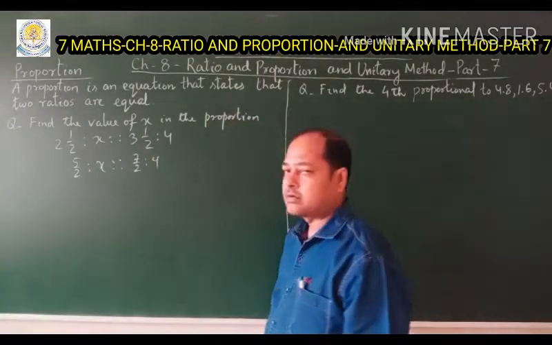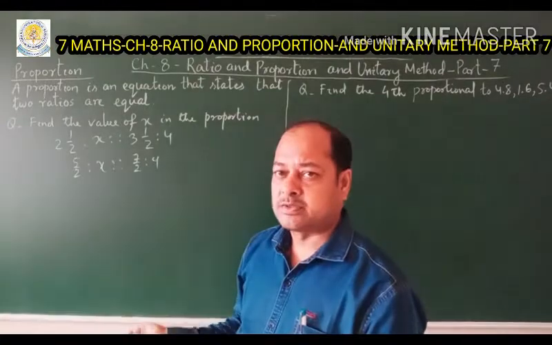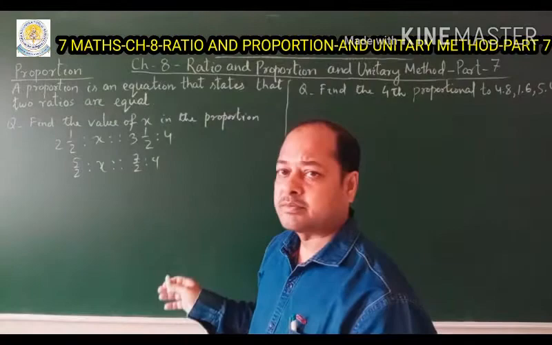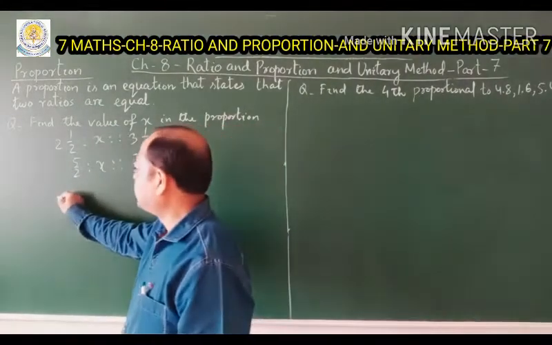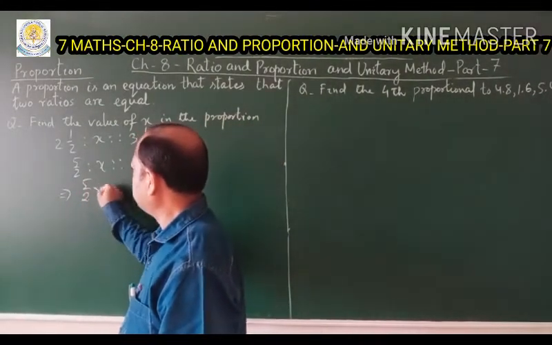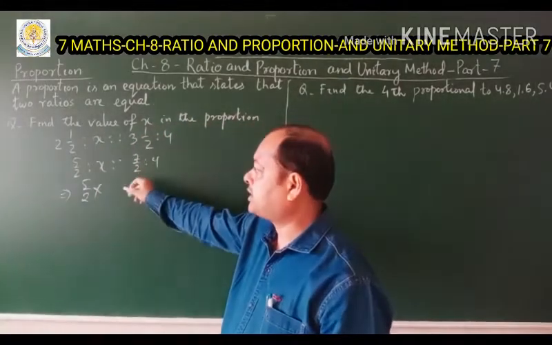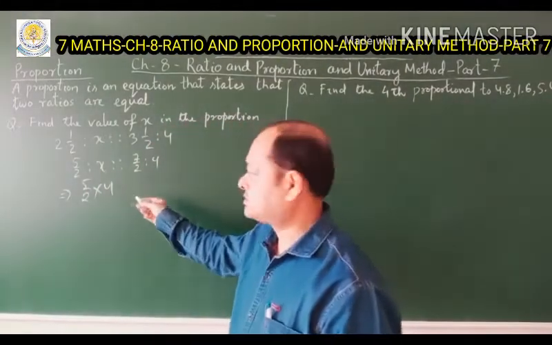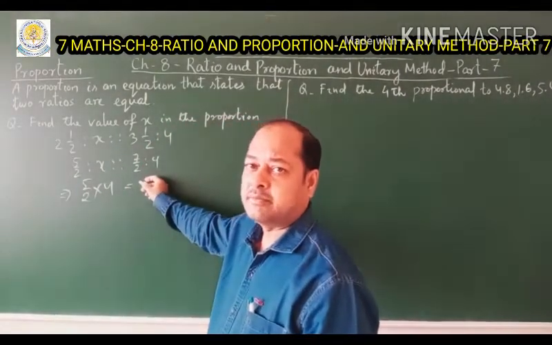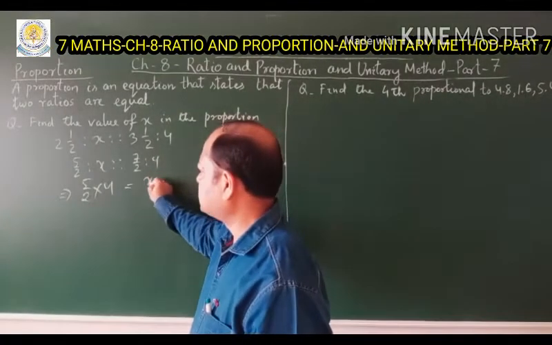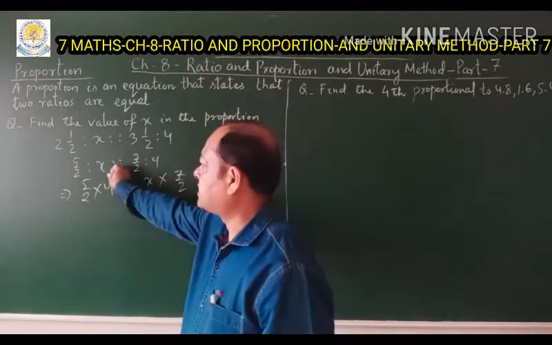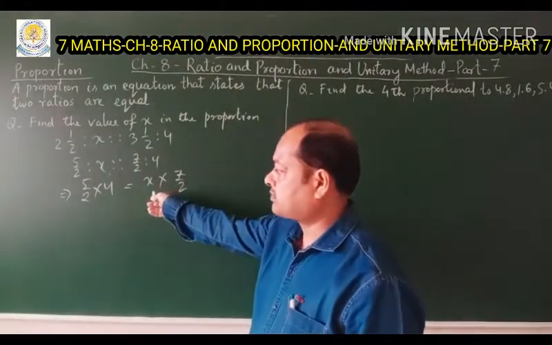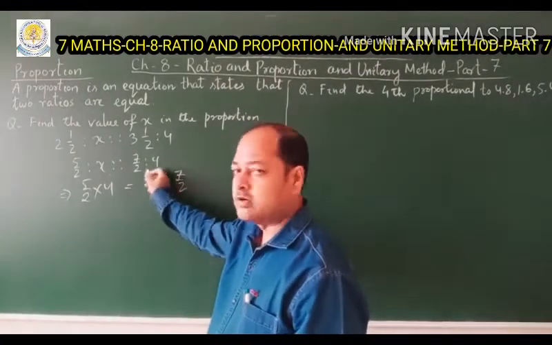So what do you observe here? What are the extremes? For being a proportion, the product of extremes equals the product of means. What is the product of extremes here? 5 by 2 into 4. 5 by 2 and 4 are the extremes. So 5 by 2 into 4, product of extremes equals the product of the means. What are the means here? x into 7 by 2. x and 7 by 2 are called means. So from this equation we can easily find out the value of x.